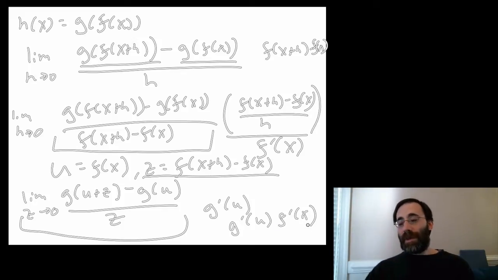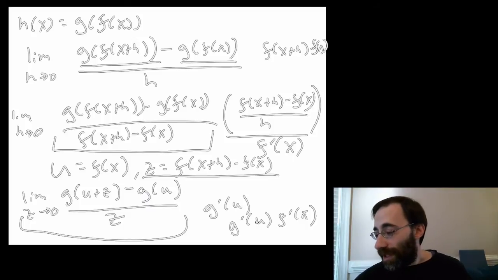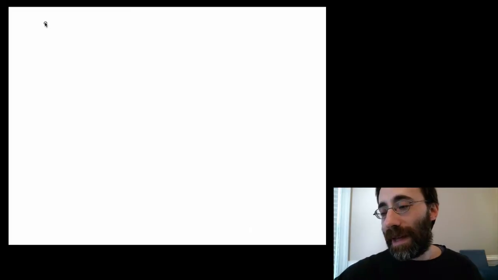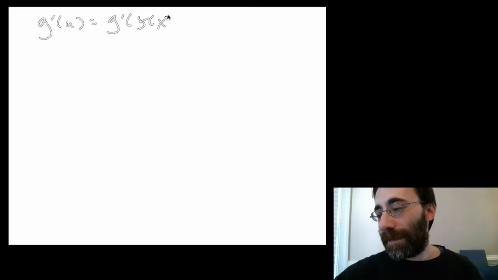Now at this point, you might be wondering, whoa, wait a second. That doesn't seem to help us very much, right? We've gone through and we've converted this thing to g prime of u f prime of x, but now we have a u in there, right? What's the point of that? Well, remember that u is just f of x. There's no difference. So this thing is the exact same, so g prime of u is just g prime of f of x.